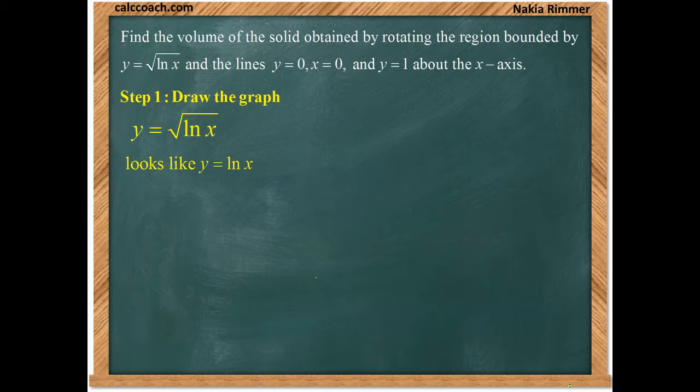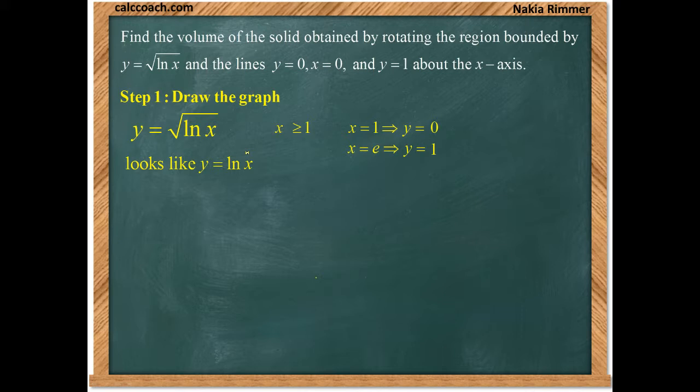So anything larger than 1 is good. Anything smaller than 1 would be bad. And so x's need to be greater than or equal to 1. And as we said, when x is 1, y is 0. Another good number to pick for x is e. The natural log of e is 1, and the square root of 1 will be 1.